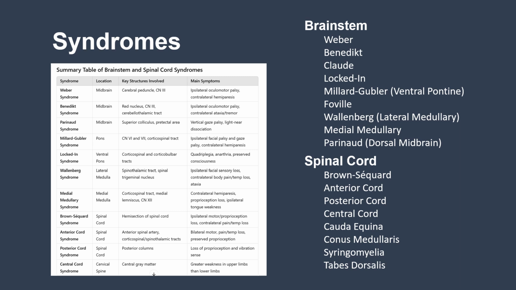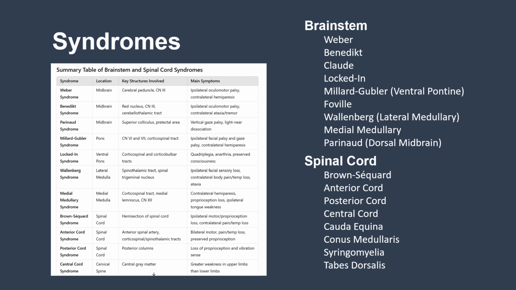Millard-Gubler syndrome and Foville syndrome are pontine syndromes characterized by ipsilateral cranial nerve deficits and contralateral motor or sensory loss. Medullary syndromes include Wallenberg syndrome, lateral medullary, and medial medullary syndrome, both leading to distinct sensory and motor symptoms depending on the structures affected.